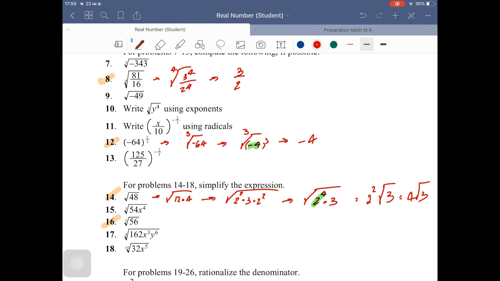Question 16. The cube root of 2 to the power of 3 times 7. 2 to the power of 3 is 8. 8 times 7 is 56. So we need to have 2 for 3 times. We need to have 3 common numbers in order to take it from the radical. And we have 2 here. 2 for 3 times. So this will be 2 times the cube root of 7. That's it.